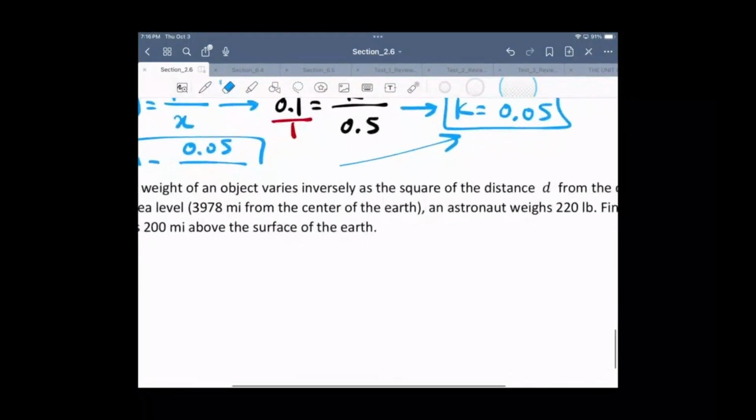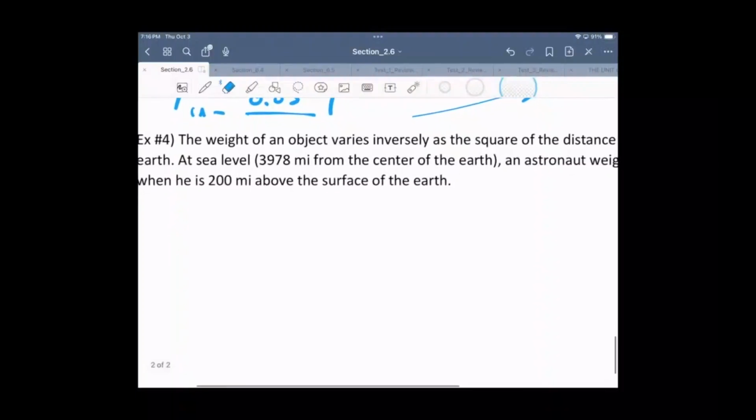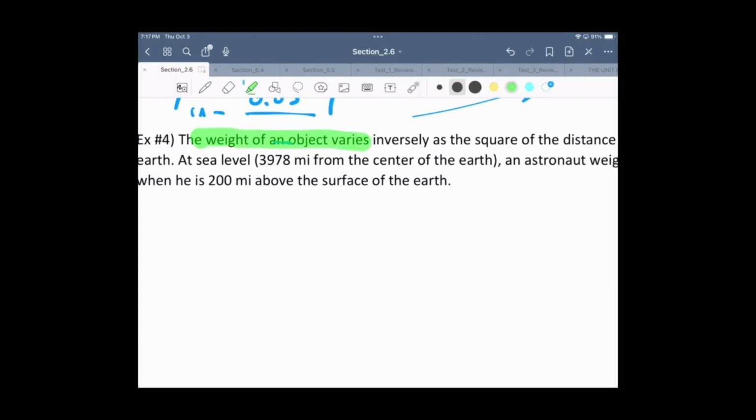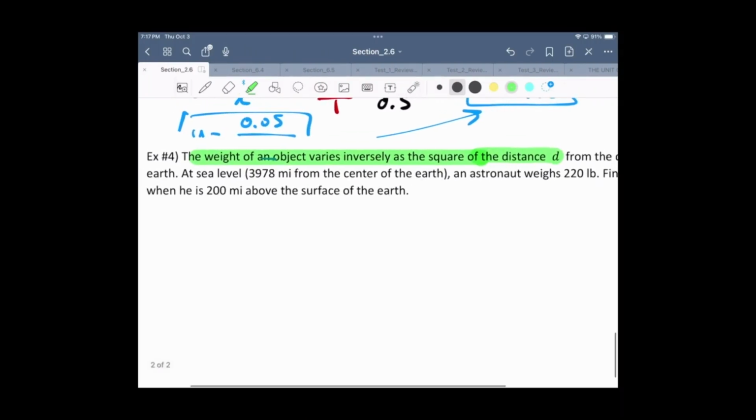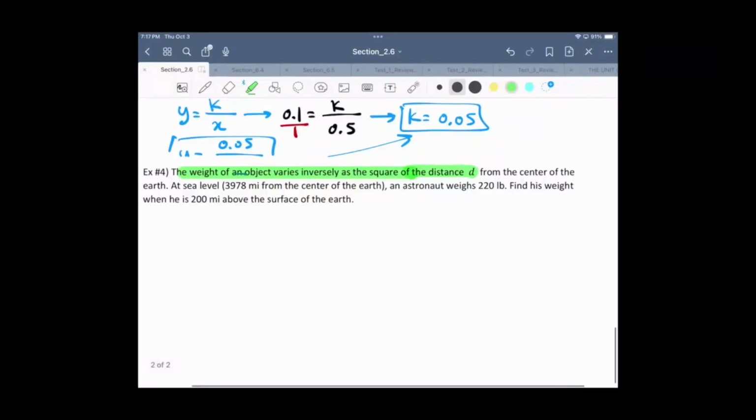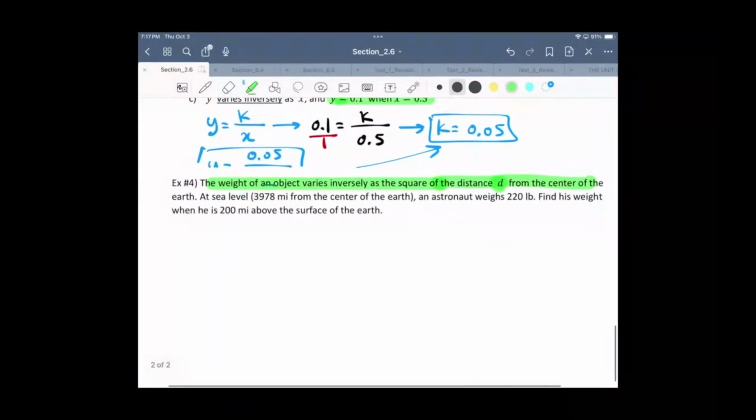It says the weight of an object, and this is a really good example, and you'll see why, because it has an interesting twist to it. It says the weight of an object varies inversely, right there. The weight of an object varies inversely as the square of the distance d from the center of the Earth. From the center of the Earth, right?